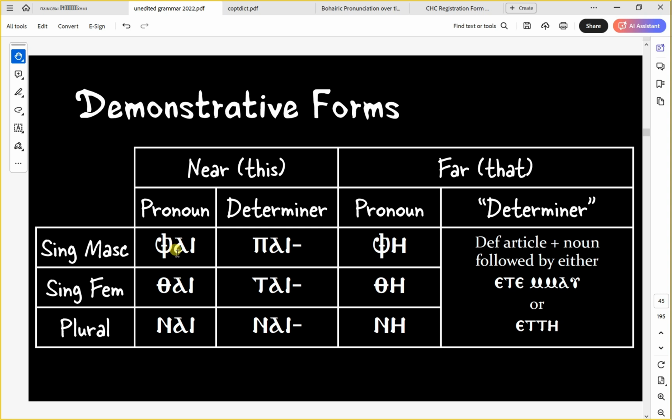So pi, or current pronunciation phi, tai, or current pronunciation thai, nai. And then if it's a determiner, pi, tai, nai. Notice there's no change in the nai because you can't aspirate an N. You can't put an H sound with an N. And then for the far, that's one. For the pronoun, you use ita. Now that's confusing for current pronunciation. It's not too confusing. It's only confusing in the current pronunciation for the plural form. So current pronunciation, it would be fi, fi, and ni.